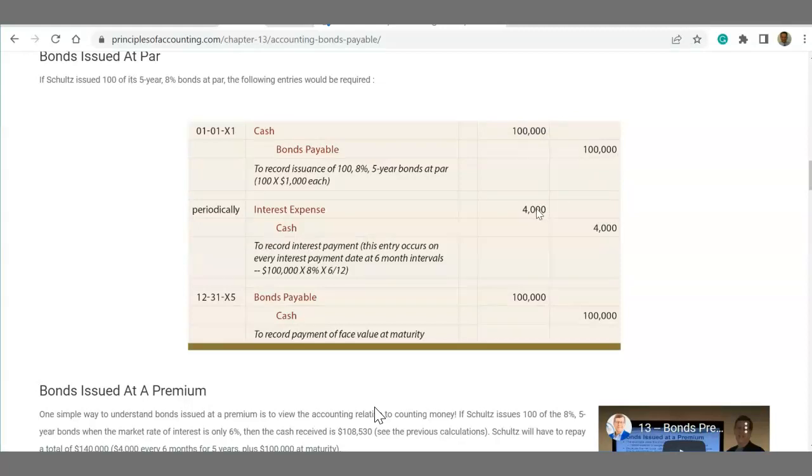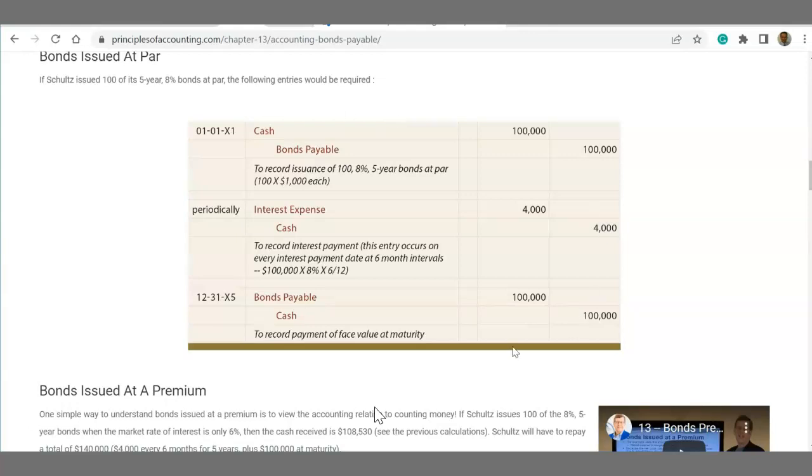Then every 6 months, the company will pay the $4,000, which is the interest, exactly 8%, and cash will be credited to pay the interest expense every 6 months. That will keep going on for the next 5 years until the maturity comes in 2025, then the company will only pay the $100,000, the maturity face value of the bond, and that's it. That's the end of the bond.